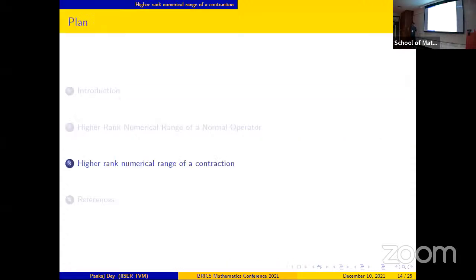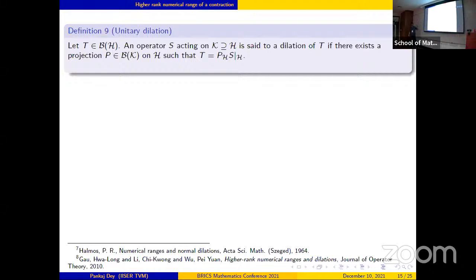So from that, we are trying to describe the higher rank numerical range of a general contraction using dilation theory. An operator S is said to be a dilation of T if it acts on a bigger space, and once I restrict S to H, I get T. If S is unitary, then S is said to be a unitary dilation of T. The significance is that if there exists a unitary dilation, handling a unitary operator is easier. The price we have to pay is going to the bigger space, but we can study the unitary operator and go back.